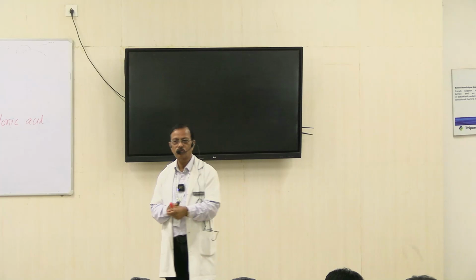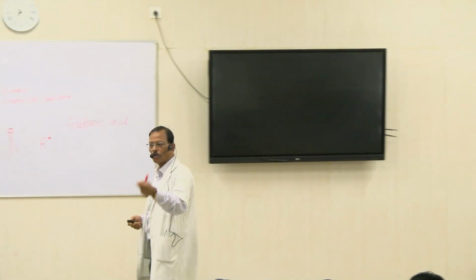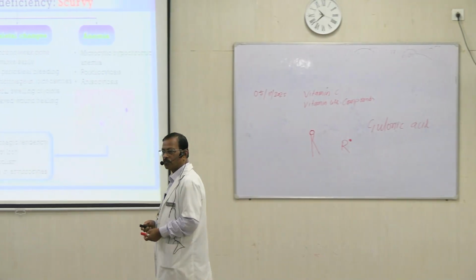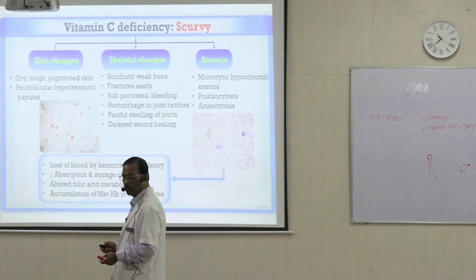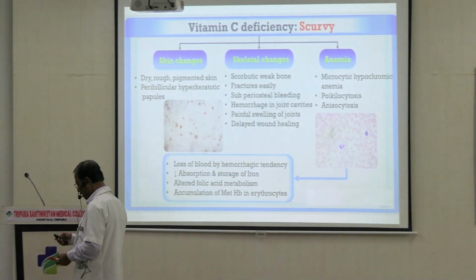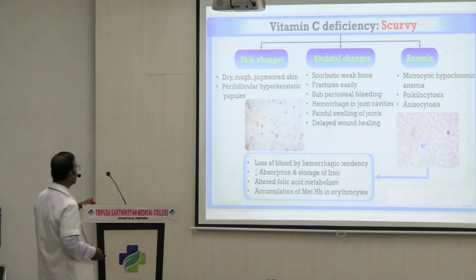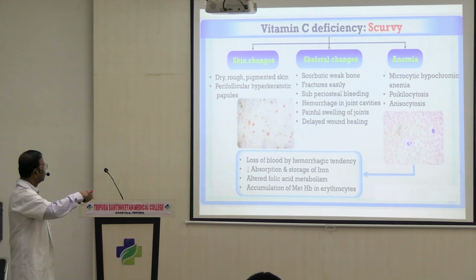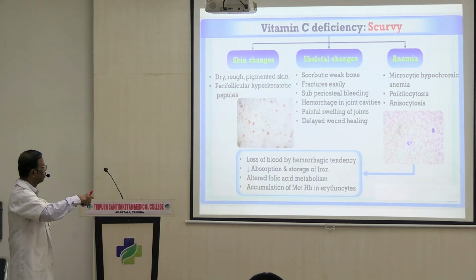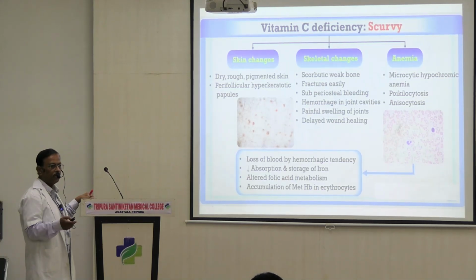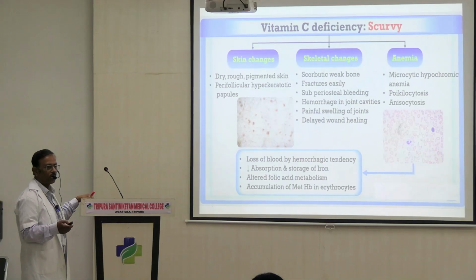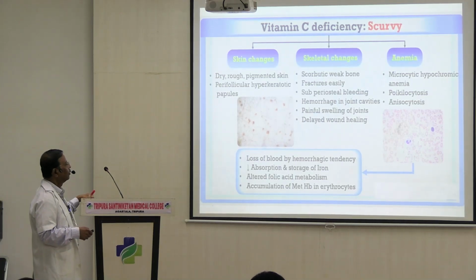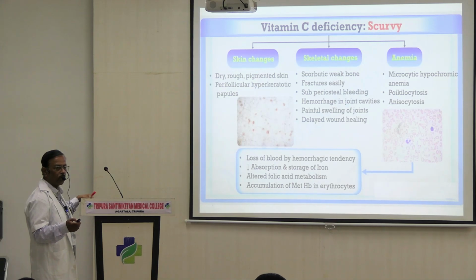We used to say, take gooseberry or lemon in the early morning and plenty, and your skin will become good looking. Okay. So it is because of this only. In the deficiency of vitamin C, the skin will be rough looking. Here, the spots will be there. These are not the bleeding spots. These are the elevated hyperkeratotic areas.